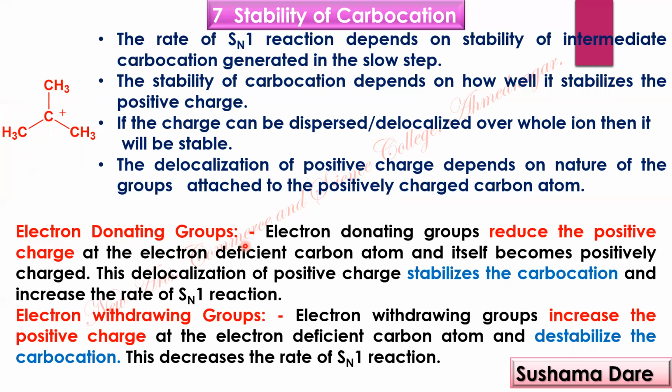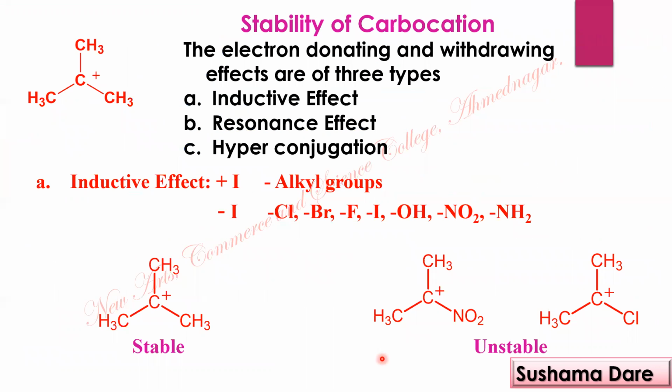If electron donating groups are present, then it accelerates the rate of SN1 reaction. Exactly opposite, if electron withdrawing groups are attached to the carbocation, their role is to withdraw the electron density towards themselves. So the carbocation becomes still more electron deficient. We call this localization of the charge. Because of that, the rate of the SN1 reaction decreases.